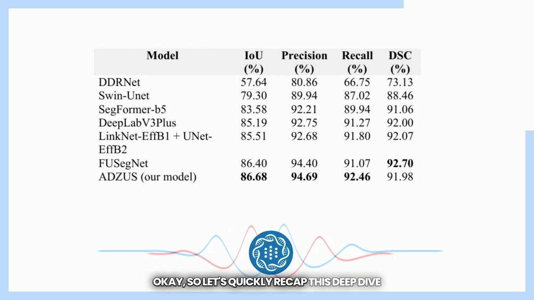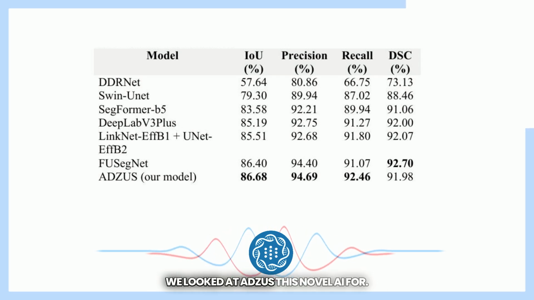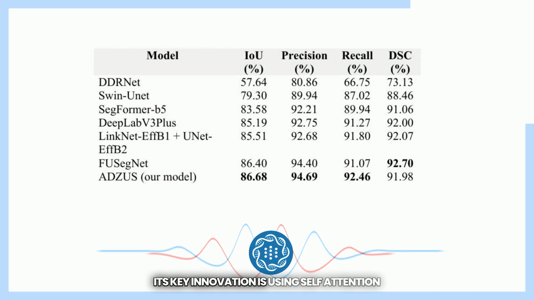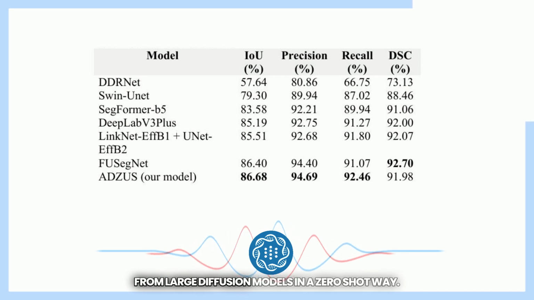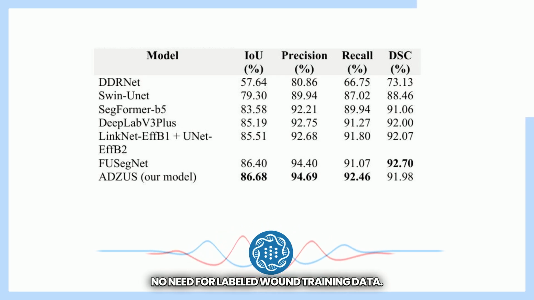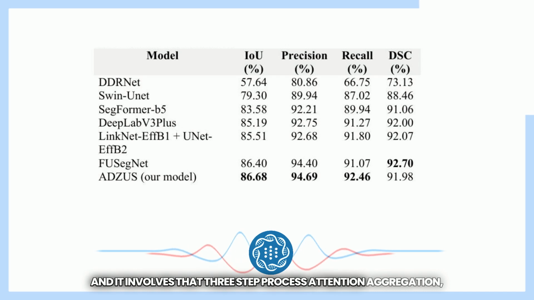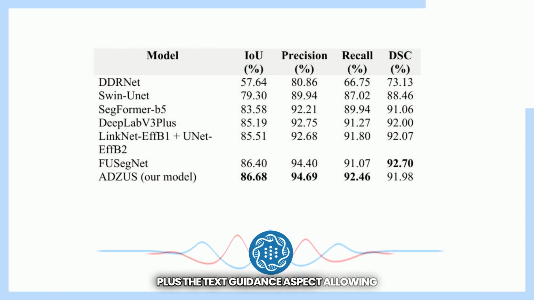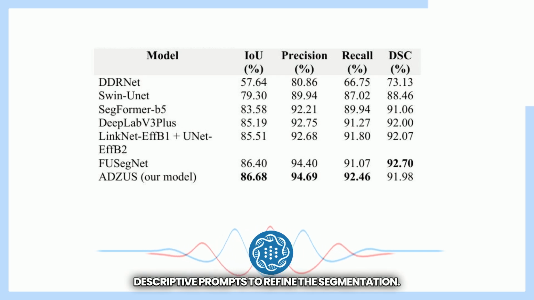Okay, so let's quickly recap this deep dive. We looked at ADZUS, this novel AI for DFU segmentation. Right. Its key innovation is using self-attention from large diffusion models in a zero-shot way. No need for labeled wound training data. And it involves that three-step process: attention aggregation, iterative merging, and non-maximum suppression to get the final outline. Plus the text guidance aspect, allowing descriptive prompts to refine the segmentation.